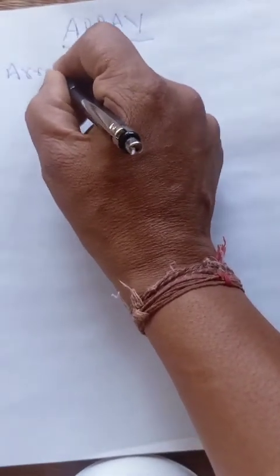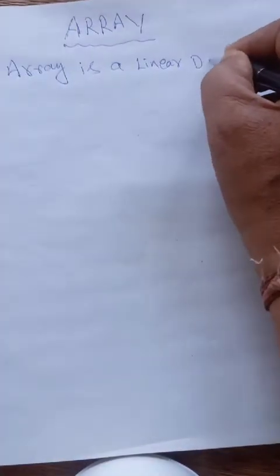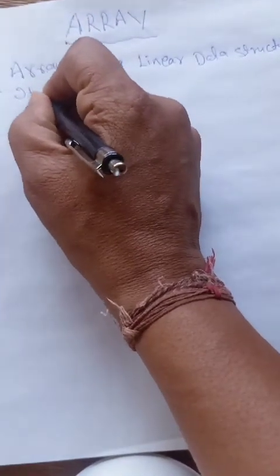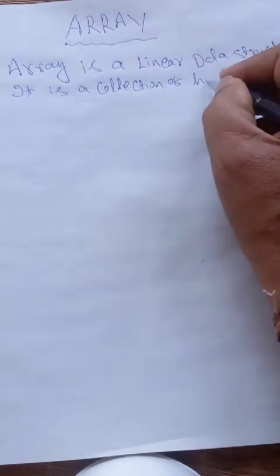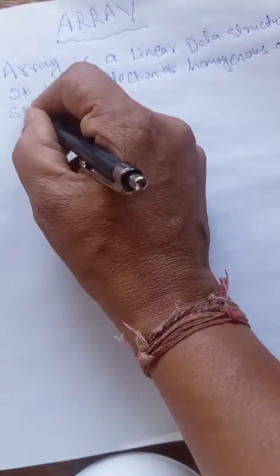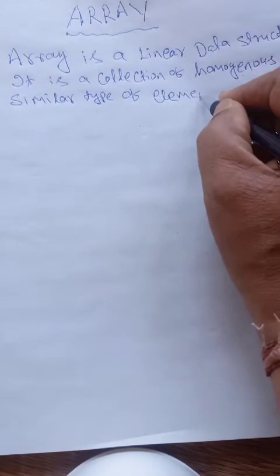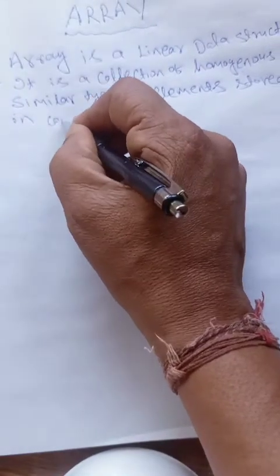An array is a linear data structure. Basically, it is a collection of homogeneous or similar type of elements, stored in contiguous memory locations.